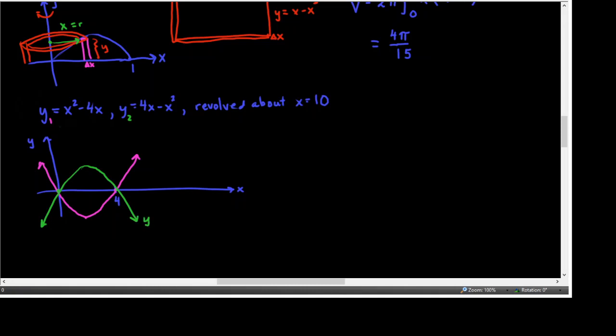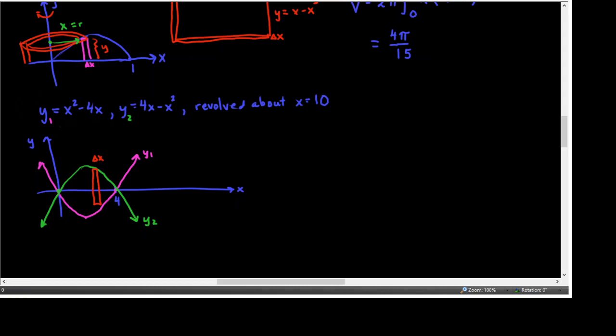So this was y sub 2, and this one was y sub 1. And because my information is given where y is a function of x, I'm going to draw a rectangle that spans the region that's delta x wide. So it needs to go from one curve all the way to the other. And that's what's going to be revolved about the line x equals 10.